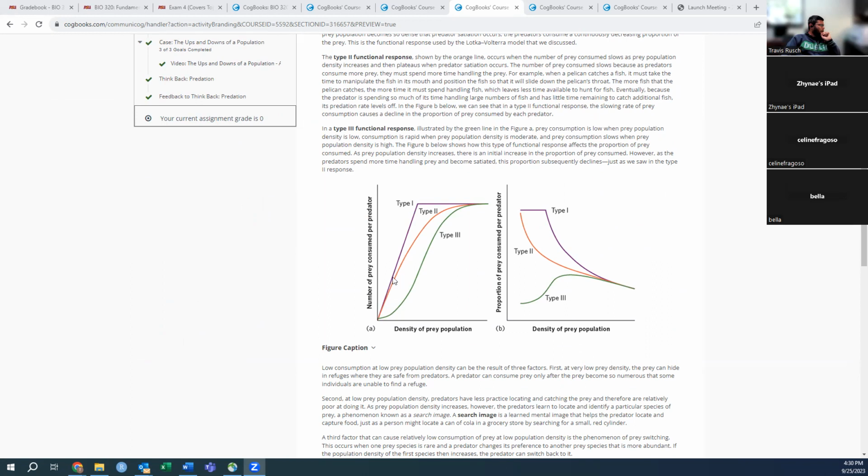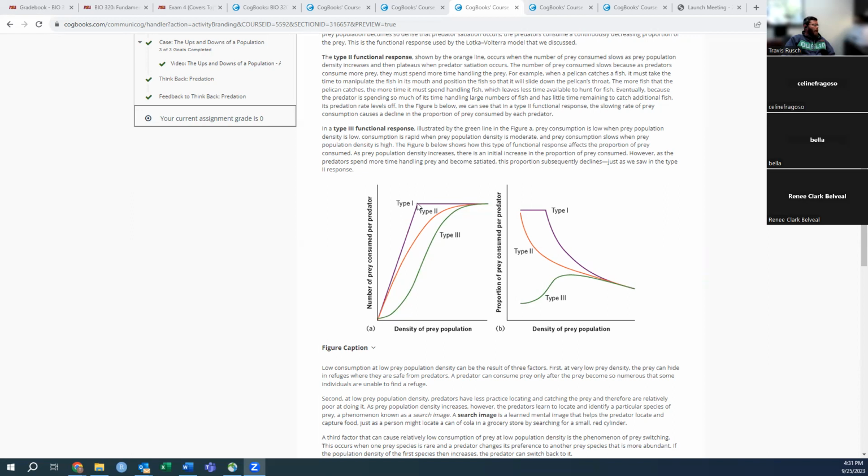So what's happening with a type 1 response? We're seeing that there's an increase in the number of prey consumed per predator as the density of the prey population also increases, and then there's this sharp curve to the right where it flattens out. So how would we describe that in words? It has a linear increase and then it plateaus.